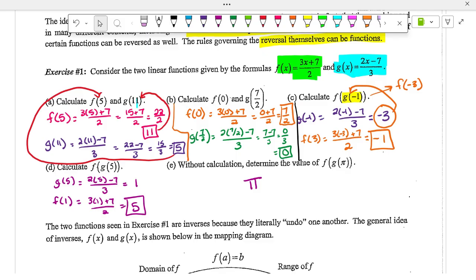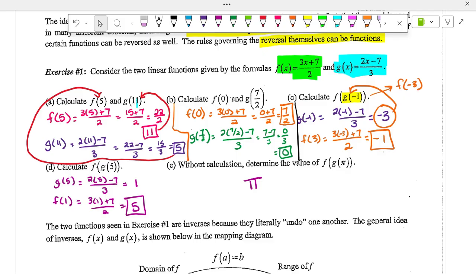So, here's my question. What's going on? What do you think is going on? Just predictions. What do you think is going to happen? What do you think the relationship between f of x and g of x is? How do f of x and g of x connect? What do they do to each other? They undo each other or cancel each other out.